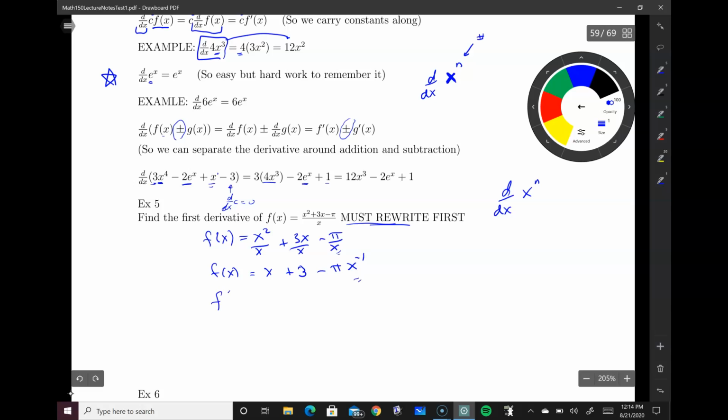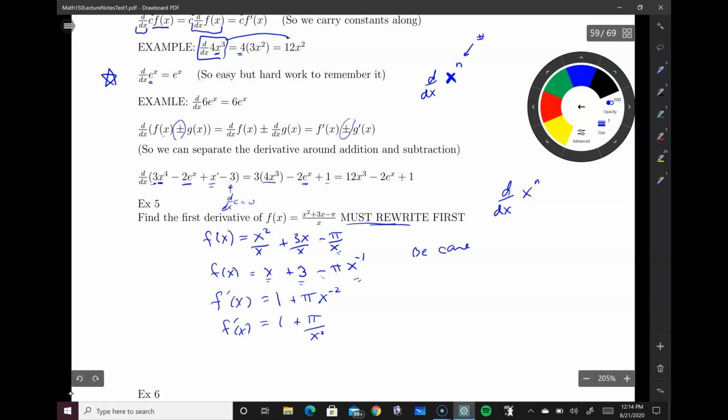All right, so now f prime of x, to take the derivative of x is 1. The derivative of a constant is 0, so I'm not going to write anything. Now to take the derivative here, I'm going to bring the negative 1 down in front, multiply it times the negative pi, so that gives me a positive pi x to the negative 2. So that's our answer. And if you wanted to, sometimes people like to write it without negative exponents. So there we go.